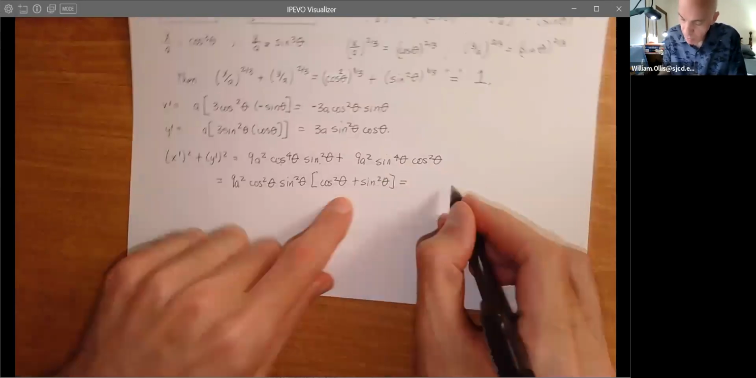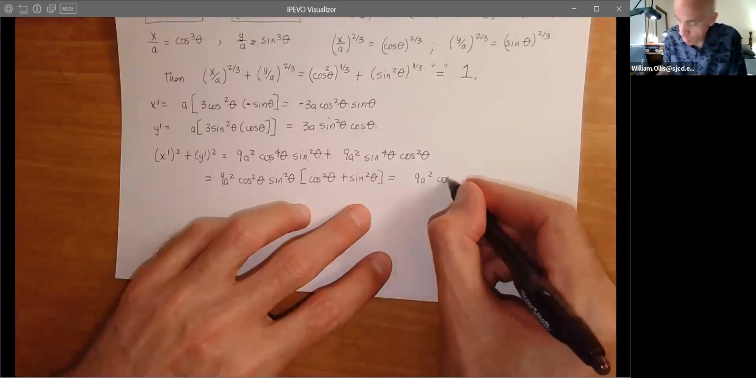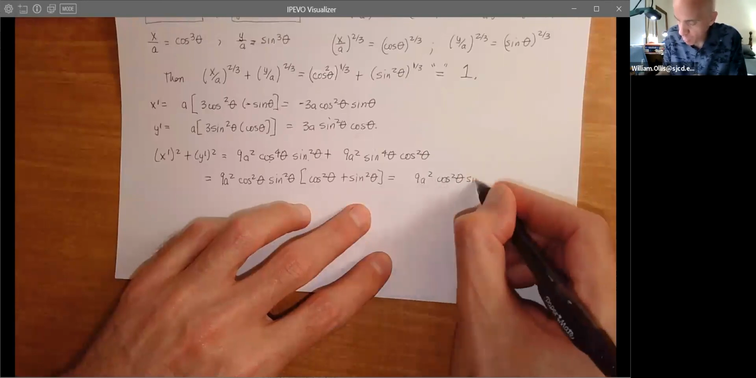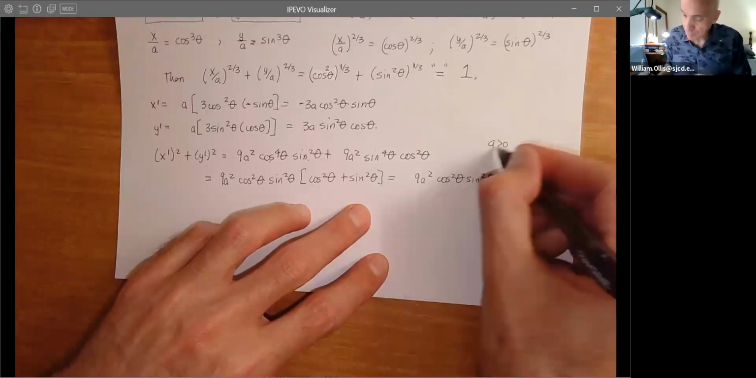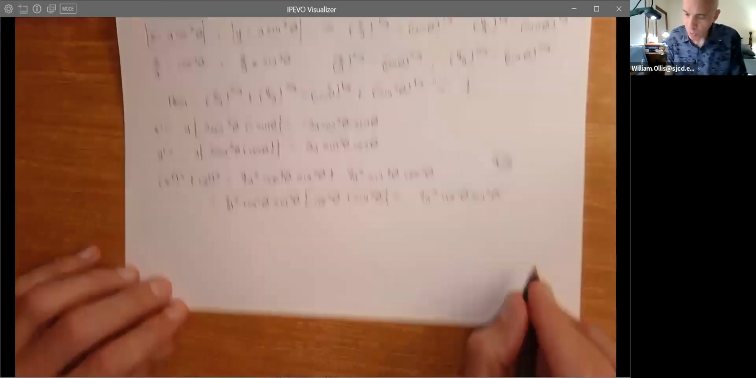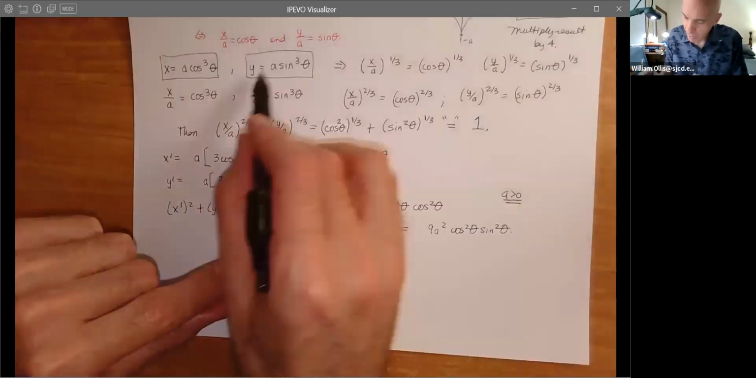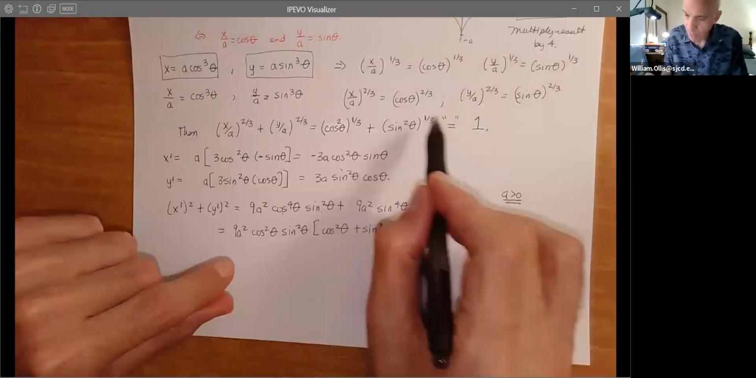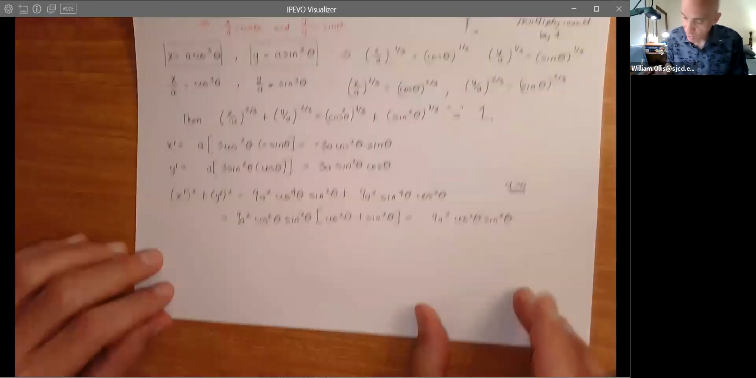But that's just one. So this gives us 9a squared cosine squared theta sine squared, which is a trig integral we can do. And of course, a is positive. So yeah, this will work. I mean, now I can see that this actually will work if I take this curve and parameterize it this way. So this does actually work.